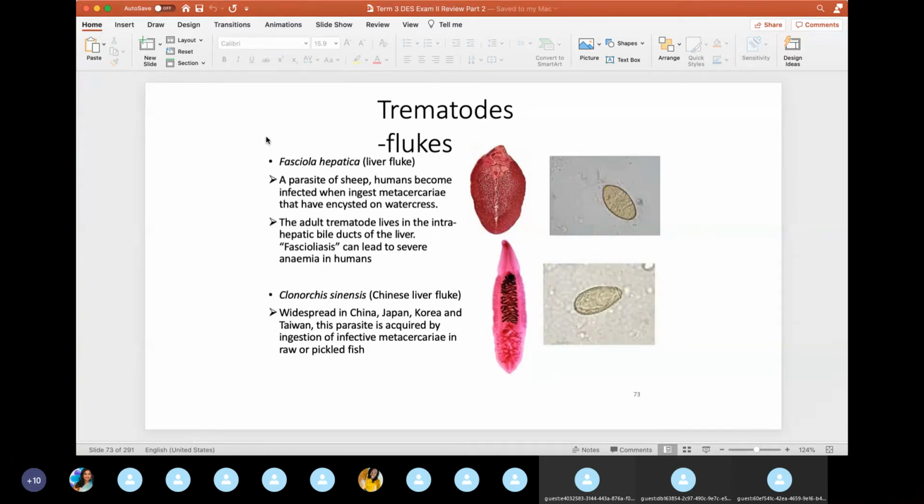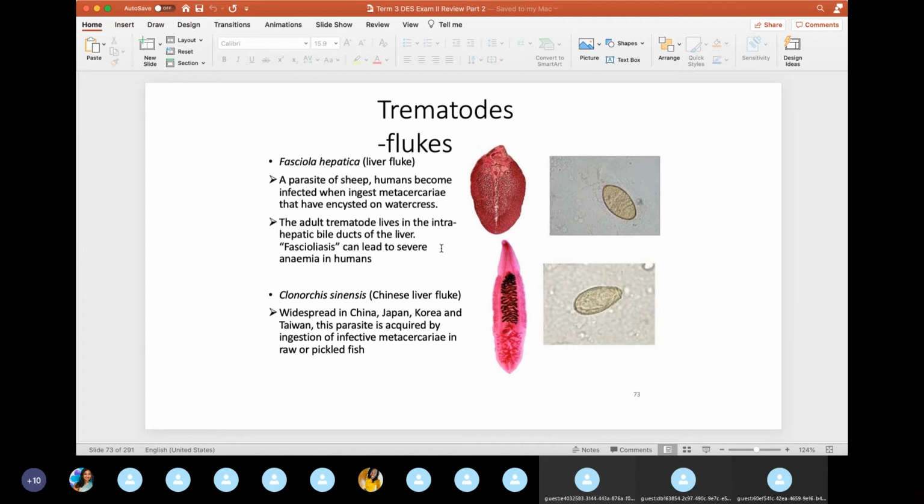Next, Fasciola hepatica, like an old broken record. Fasciola hepatica, liver fluke. So how are we going to acquire the liver fluke? You ingest them. What's the infective form? Metacercariae, right? And then they live in what? Intrahepatic bile ducts of the liver. That's also high yield. So if they live in the intrahepatic bile ducts of the liver, this can cause what?